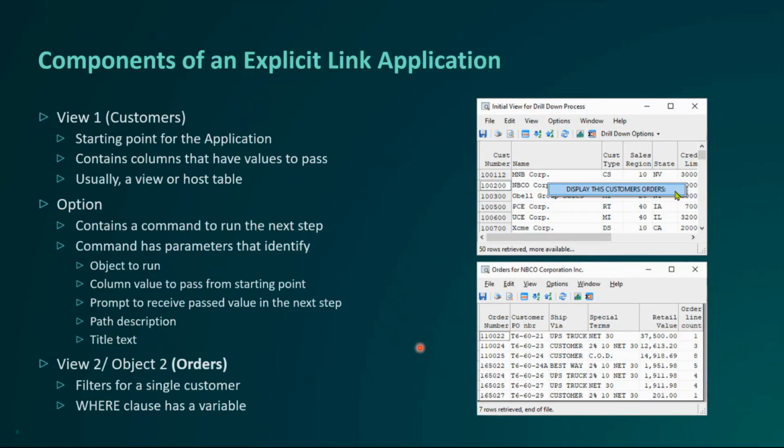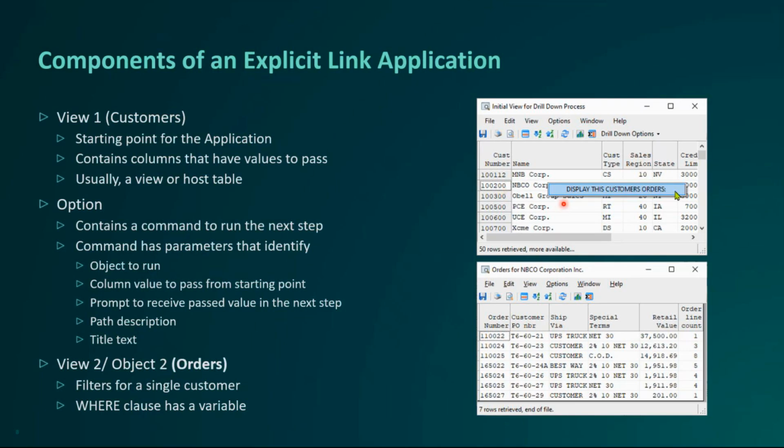And here are those components in more detail. So we have view one that shows the customers. This is our starting point for the application. So we're going to specify that whenever we run this app, this is our first view that appears. This view contains columns of data, and one of those columns is the customer number. And in this case, it's a view. It could be a table too, and we'll talk about that in the end. So that's all we have here.